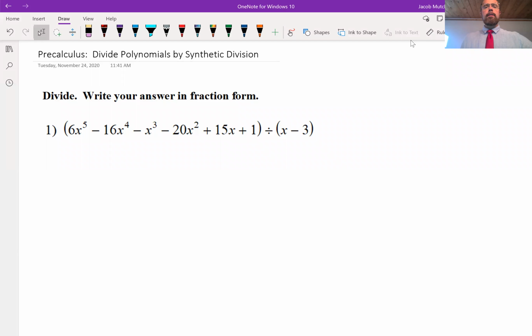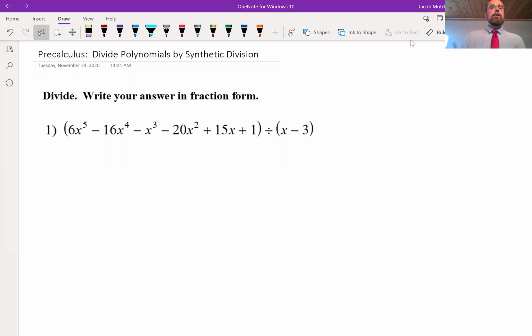Welcome to Pre-Calculus. Today we will investigate dividing polynomials using synthetic division. We'll take a look at two examples. Our first example here is a degree 5 polynomial, 6x to the fifth minus 16x to the fourth minus x cubed minus 20x squared plus 15x plus 1. And we're dividing it by a degree 1 polynomial. In fact, it's just a linear binomial, x minus 3.